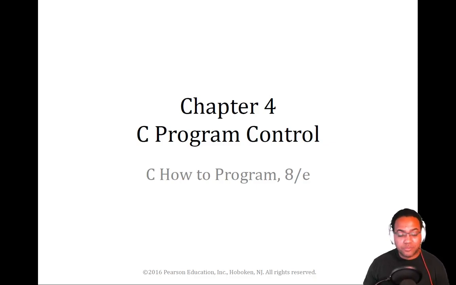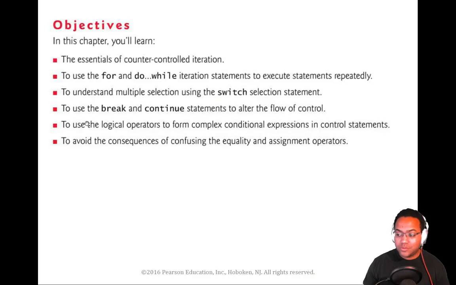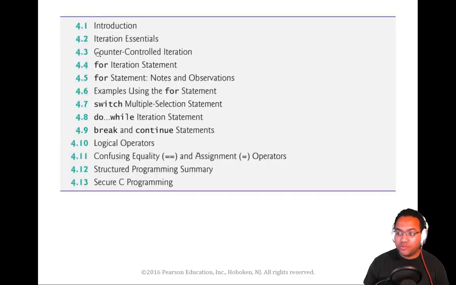Welcome to Chapter 4, C Program Control. In this video, we're going to go through 4.1 to 4.3, and basically we're just going to talk about iterations. We've been speaking about iterations a lot. Our conversations have revolved around iterations and decision structures for the past couple of videos, but it's very important that you have a full grasp on what these actually do and how they operate. So let's jump into it.